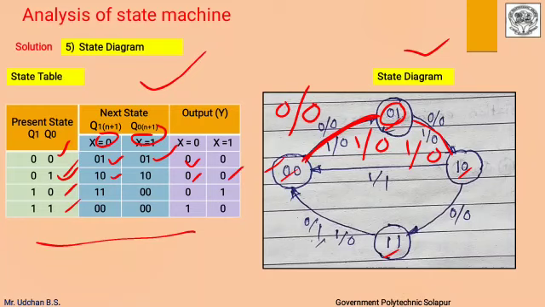State 01 goes to 10 when input is 1, output is 0. When X is 0, output is 0, it also goes to 10. So in this way we can draw the state diagram from the given state table.